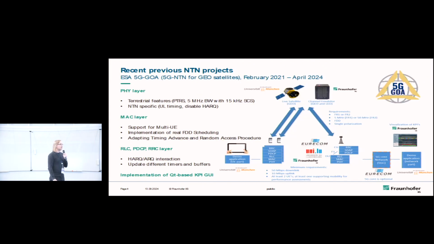Yes, so now I come to these two projects that I just mentioned, the 5G GEO and the 5G LEO, and on the next slide, what we as Fraunhofer IIS did. As you see on the right side, you see the architecture of this project and a lot of companies involved. It was us, of course, Fraunhofer IIS, but also at that time Eurecom. I think Florian was also involved in this project. We've got University of Luxembourg. We have University of Munich. They were especially responsible for application and the payload, the satellite.